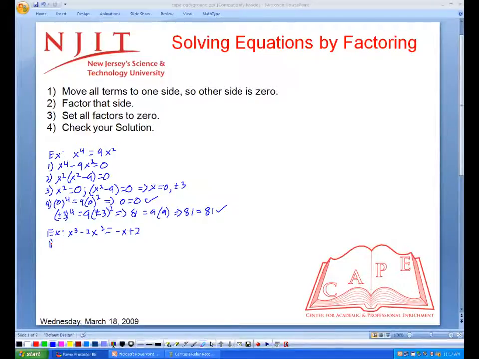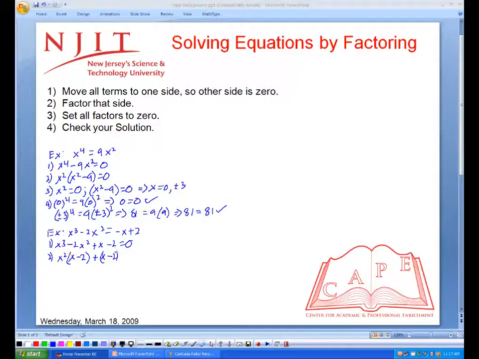Move everything to the left. So x cubed minus 2x squared plus x minus 2 equals 0. Second step, factor out the x squared. From here, we factor out the x squared from x cubed minus 2x squared, because there's an x minus 2 here. So over here it's going to be plus 1 times x minus 2.